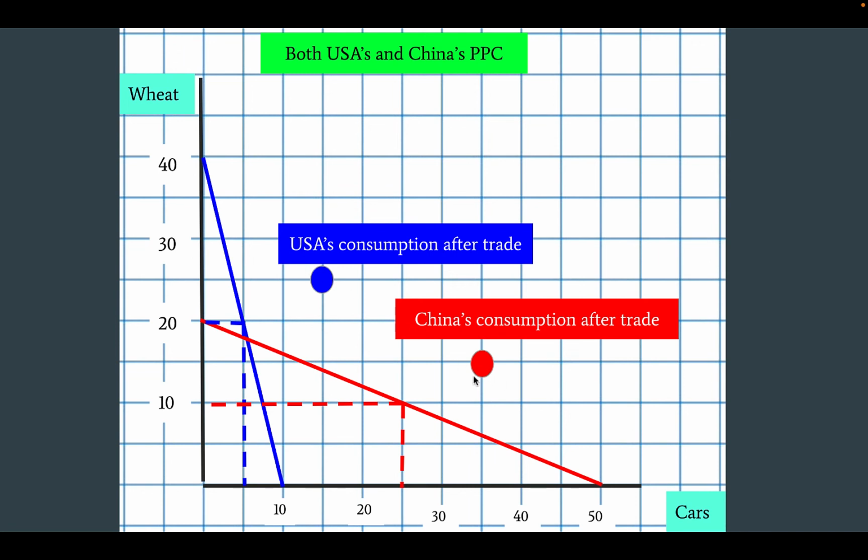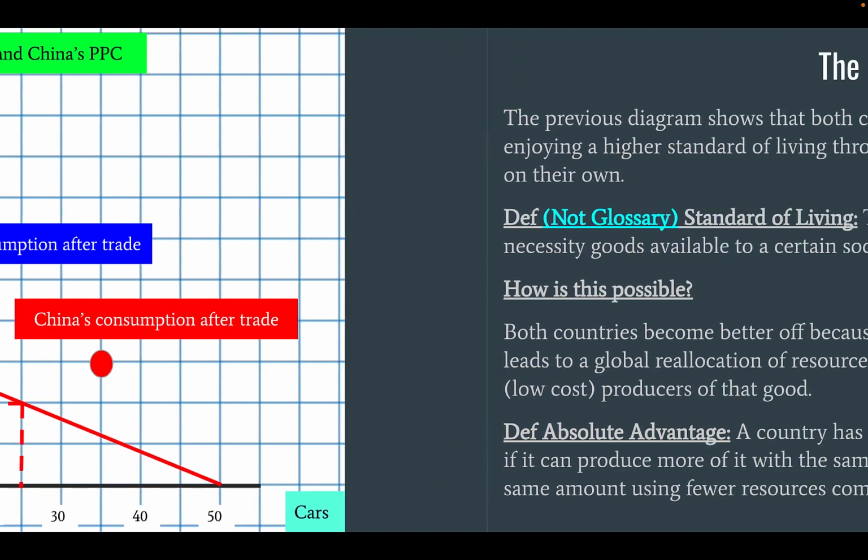This is the benefit to both the United States and China. How did this occur? America stuck with producing the thing that it was by far the best at. China stuck with producing the thing that it was by far the best at. By far the best at means absolute advantage. America produced wheat because it had an absolute advantage in wheat. China produced cars because it had an absolute advantage in cars, and they traded with each other. They produced the thing that each of them were best at, which were different, and traded with each other. That is the secret of international trade.